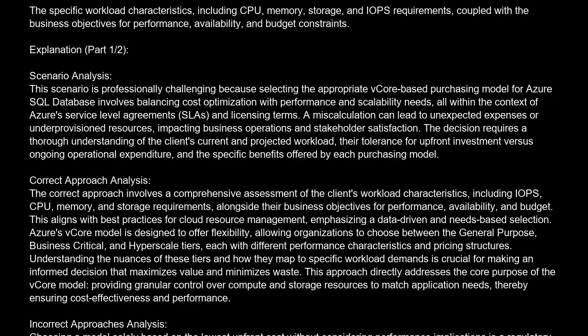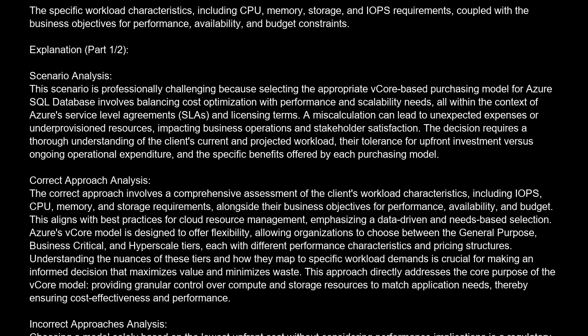Correct answer is B. The specific workload characteristics, including CPU, memory, storage, and IOPS requirements, coupled with the business objectives for performance, availability, and budget constraints. Explanation. Scenario analysis. This scenario is professionally challenging because selecting the appropriate vCore-based purchasing model for Azure SQL database involves balancing cost optimization with performance and scalability needs, all within the context of Azure Service Level Agreements, SLAs, and licensing terms.